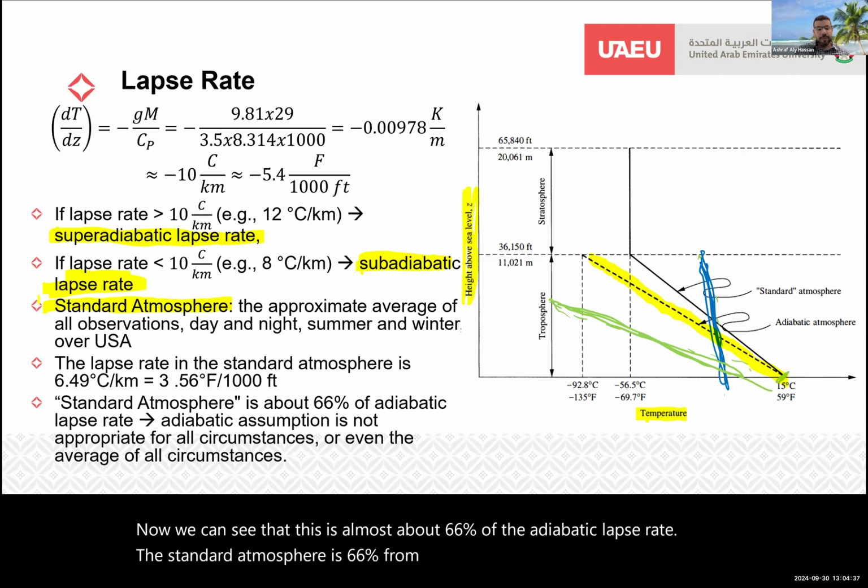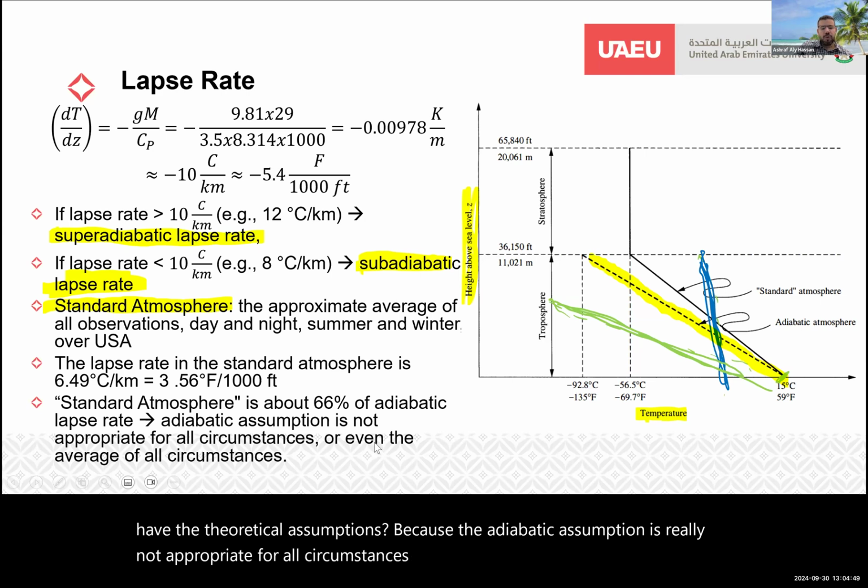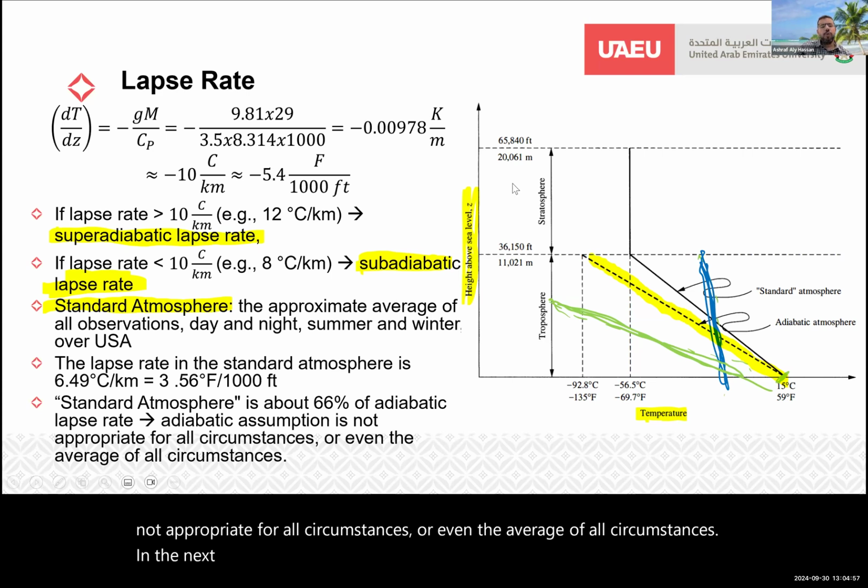So why, on average, don't we have the theoretical assumptions? Because the adiabatic assumption is really not appropriate for all circumstances, or even the average of all circumstances. In the next video, we'll explain why there is a difference between the standard atmosphere and the adiabatic atmosphere.